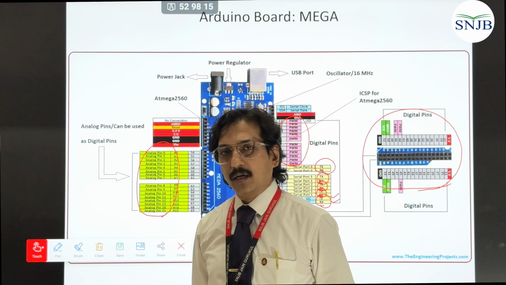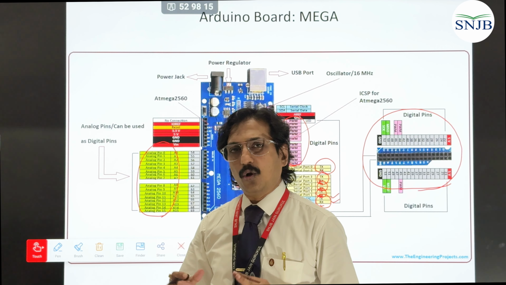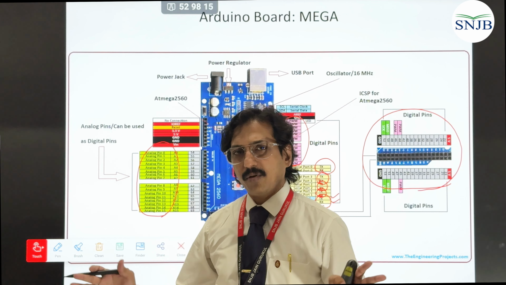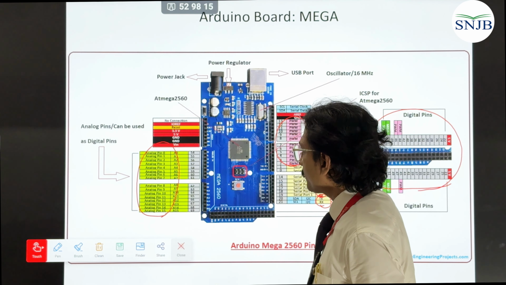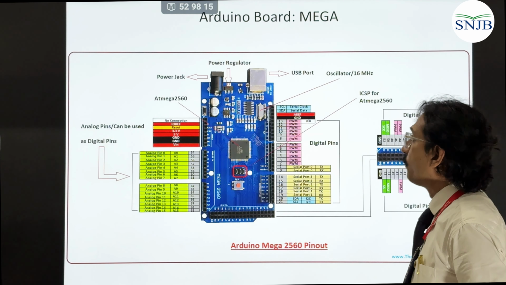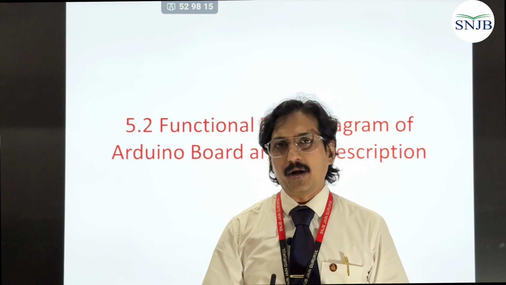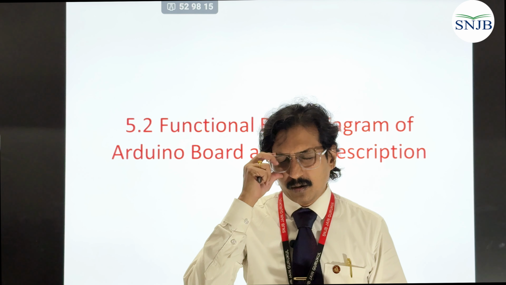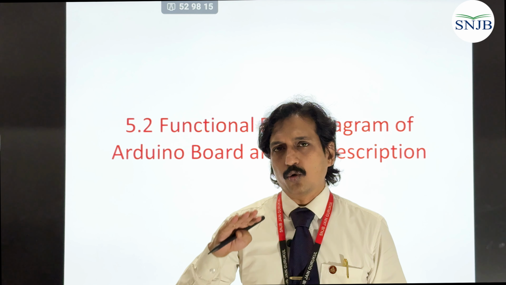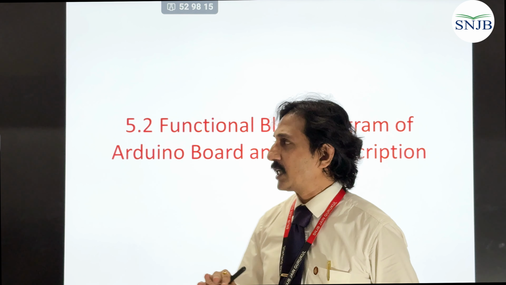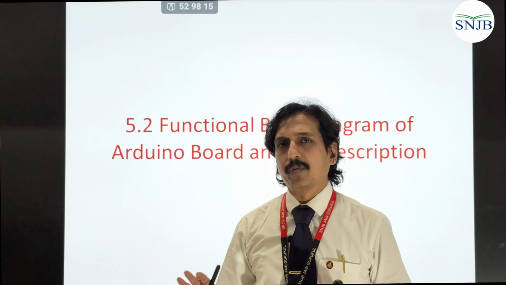We can program this development board in embedded C language, and we can connect a lot of peripheral devices, digital peripheral devices to this board and control them. So this is quite an advanced board as compared to the previous 2. So this is all about section 5.1, where we have seen the Arduino types: Arduino Nano, Arduino UNO and Arduino Mega. In the next section, we are going to see the functional block diagram and the pin description in detail.